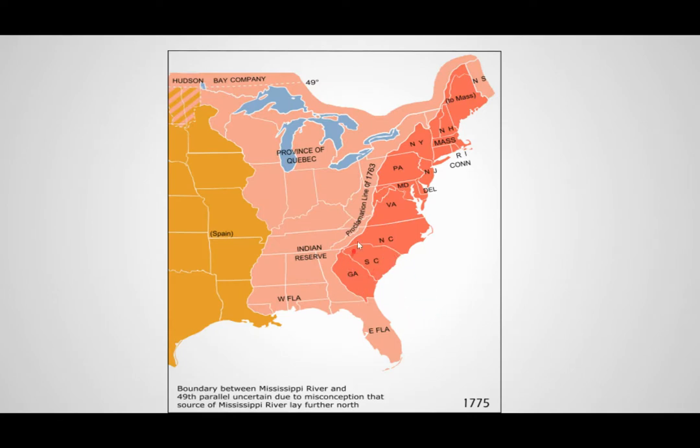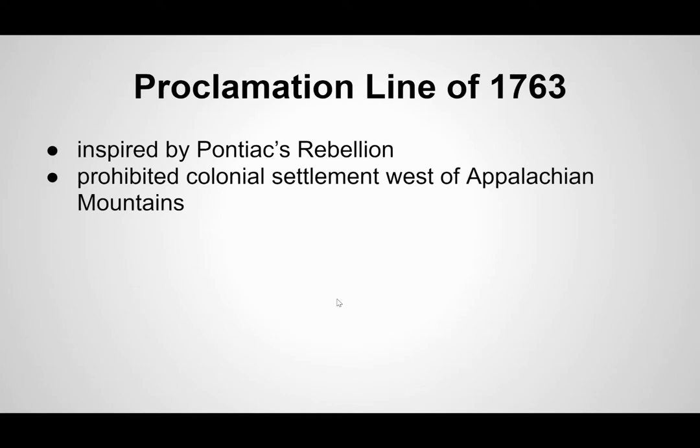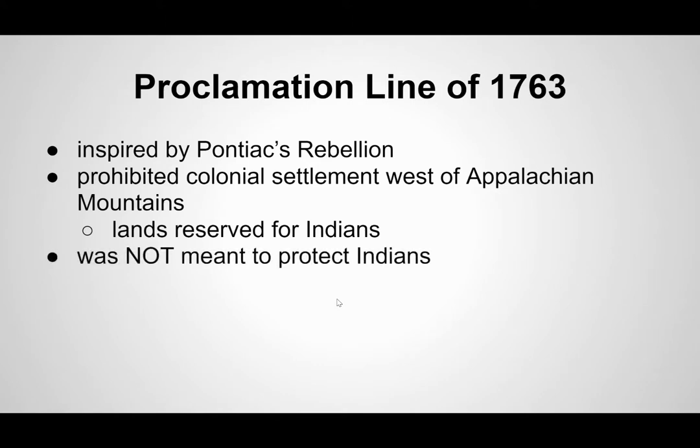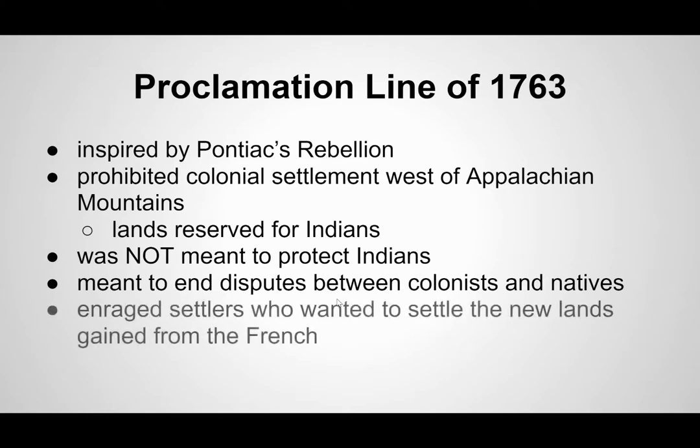So if you look at the Proclamation Line, it obviously wasn't a real line, but it kind of ran the border of the Appalachian Mountains. And so it's inspired by Pontiac's Rebellion. Like I said, it's going to prohibit settlement west of the Appalachian Mountains, and that land was to be reserved for the Indians. It's important to remember, though, this line was not meant to protect the Indians. It was actually meant to end the disputes between the colonists and the natives and to protect the colonists.